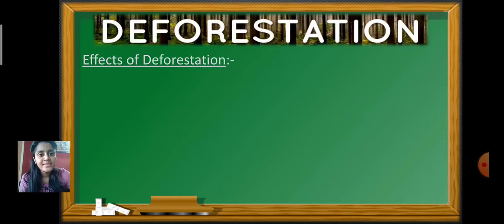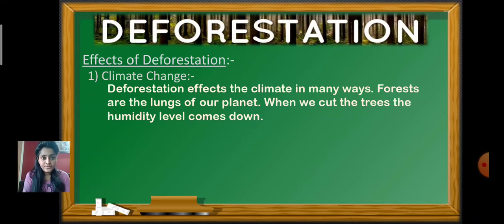Now let's see some effects of deforestation. Because of deforestation, what happens? See the first effect, climate change. Deforestation affects the climate in many ways. Forests are the lungs of our planet. When we cut the trees, the humidity level comes down. Climate change is the big effect of deforestation. Whenever the climate changes, everything changes.